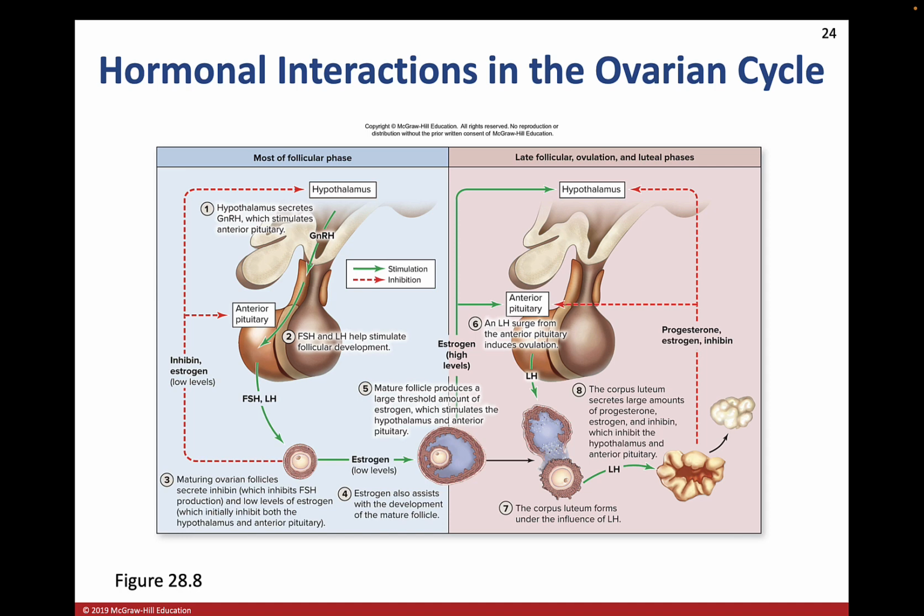Once ovulation is completed, the corpus luteum forms under the influence of luteinizing hormone. And remember, the corpus luteum is a temporary endocrine organ, and it is secreting large amounts of mostly progesterone. Estrogen and inhibin are also released, but we need to remember that the primary hormone during the luteal phase is progesterone. And then this process will continue until an egg is fertilized or menopause takes place.